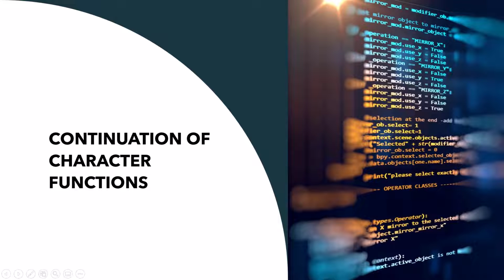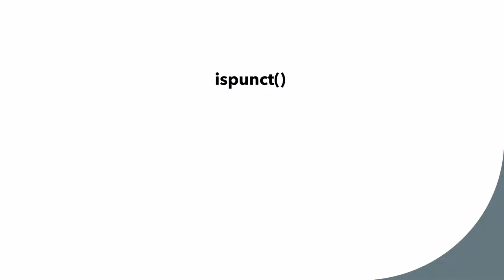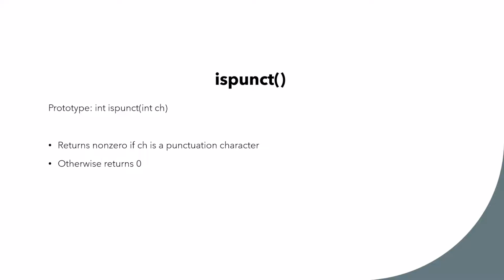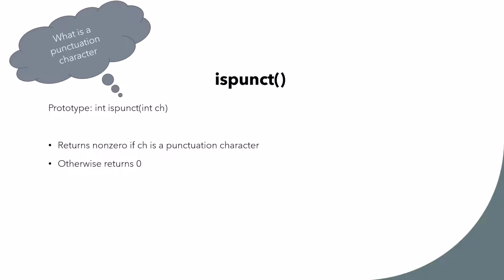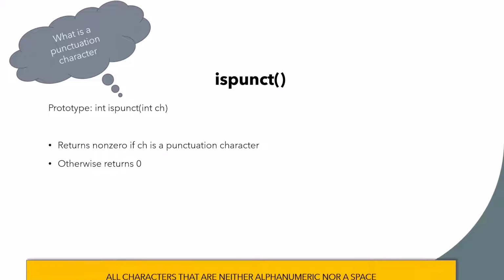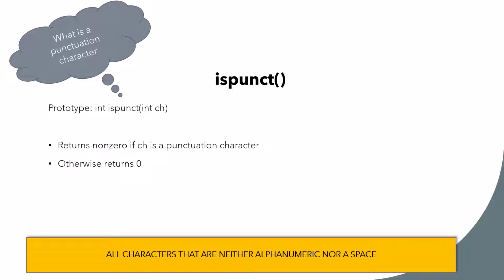Continuing with our discussion on character functions, we have the function ispunct, and you can see from the prototype that this function returns an integer and takes as argument an integer as well. Remember, ch would be defined as a character in our code, but of course converted internally to an integer when this function is called. It returns a non-zero or true if the character is a punctuation character, otherwise returns 0 or false. But what is a punctuation character? In C, any character that is not alphanumeric or a space is a punctuation character.